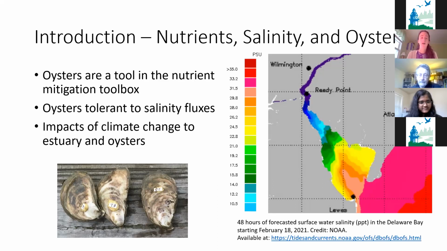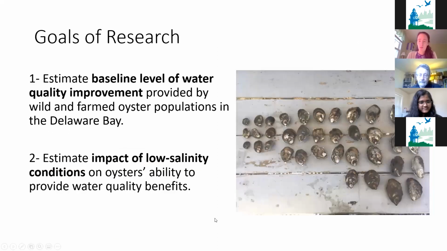For these reasons, I am interested in understanding the water quality benefits oyster populations provide today and how climate change could impact those water quality benefits moving forward. So the goals of my research are twofold. The first goal is to estimate the baseline level of water quality improvement provided by wild and farmed oysters in the Delaware Bay. And the second goal is to estimate the impact of low salinity conditions on the oyster's ability to provide those water quality benefits.